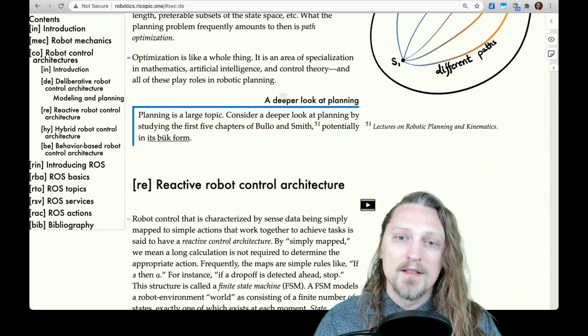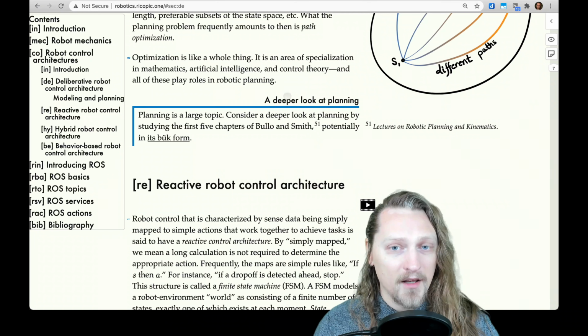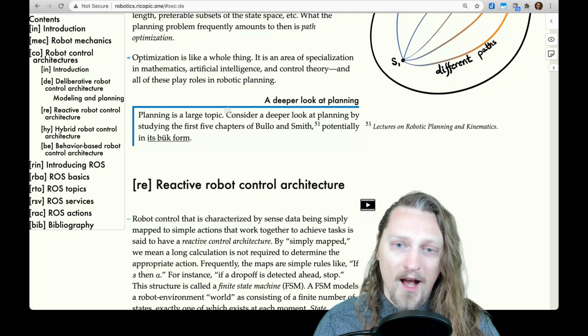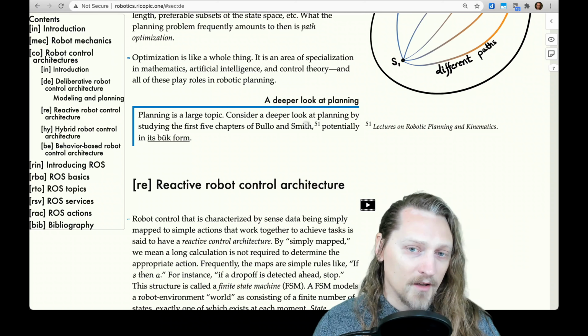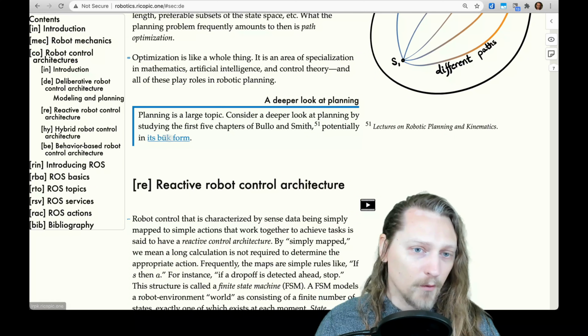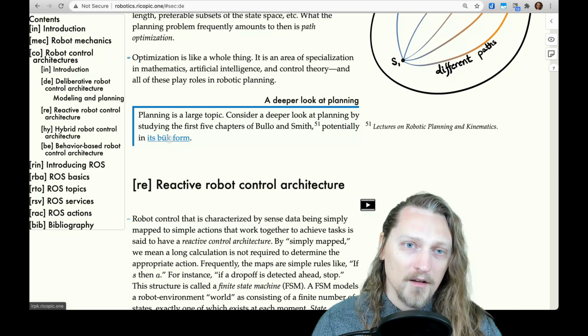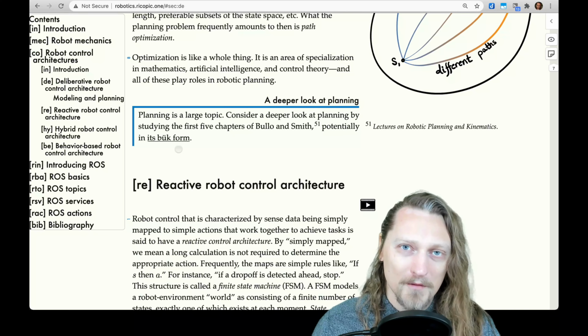I encourage you to take a deeper look at planning by checking out the first 5 chapters of the Bullough and Smith lectures, potentially in its book form, as I have hosted here. So I encourage you to check that out. It includes my lectures over at least some of the chapters.